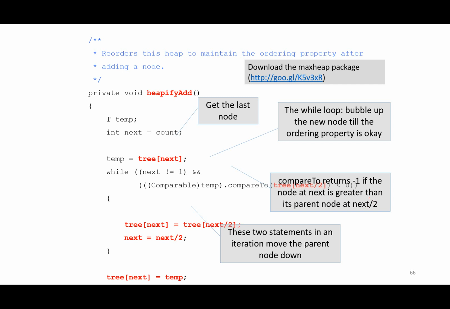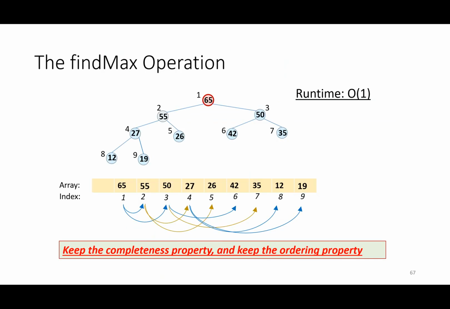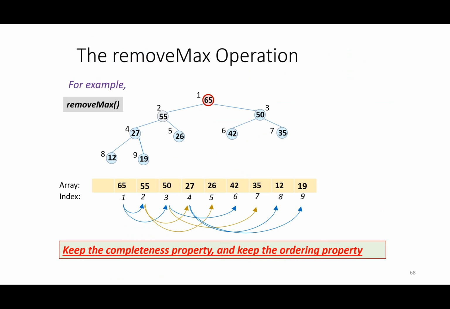And we have the max heap in the package we put in the Google Drive, and you can download it from here. Also, you can download it from Canvas. These two statements in the iteration move the parent node down. And finding the maximum is easy because you just need to retrieve the first element in the array. Definitely, it takes constant runtime.